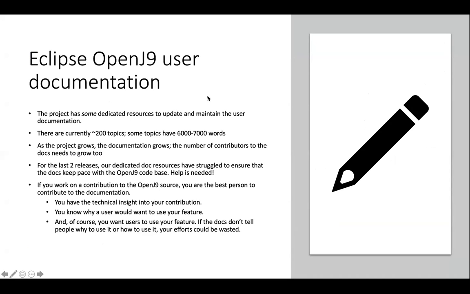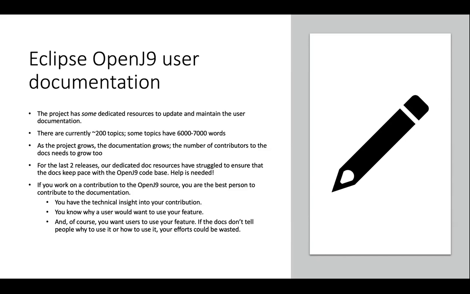Now, we do have some dedicated resources for the project, which we use to update and maintain that user doc. And there are currently around 200 topics, with some of those topics having as many as 6,000 or 7,000 words. So quite a large collection of documentation. And as the project grows, obviously the documentation grows as well. And we need to find a way of growing the number of contributors to the documentation too. For the last couple of releases, 16 and 17, the dedicated resources that we've got, we've kind of struggled to ensure that the docs were complete on time and keep pace with the ever-growing OpenJ9 code base. So we really need help.